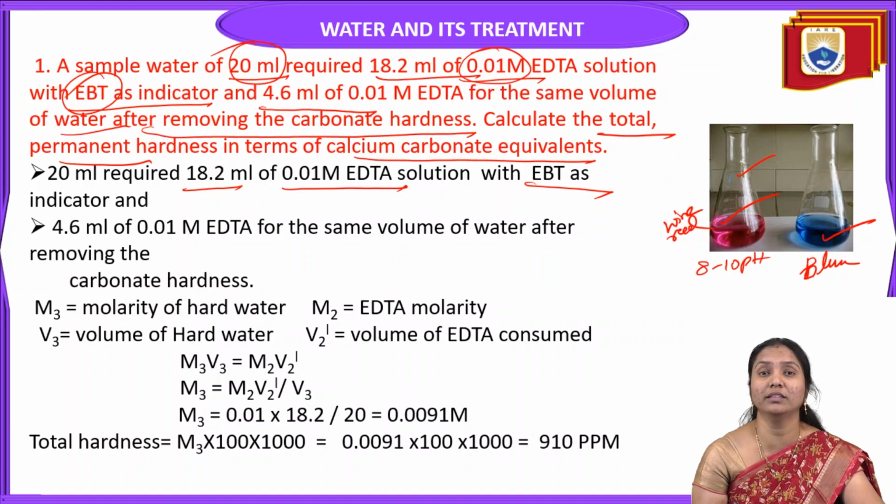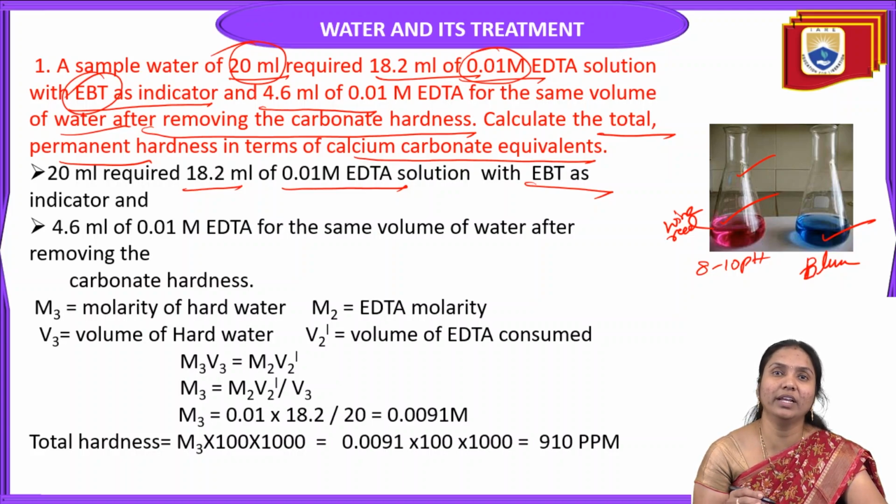For what purpose are we adding this indicator? To easily identify the end point. So here, 20 ml required 18.2 ml of 0.01 M EDTA solution with EBT as indicator. This is the first case, where we can determine the total hardness of water.